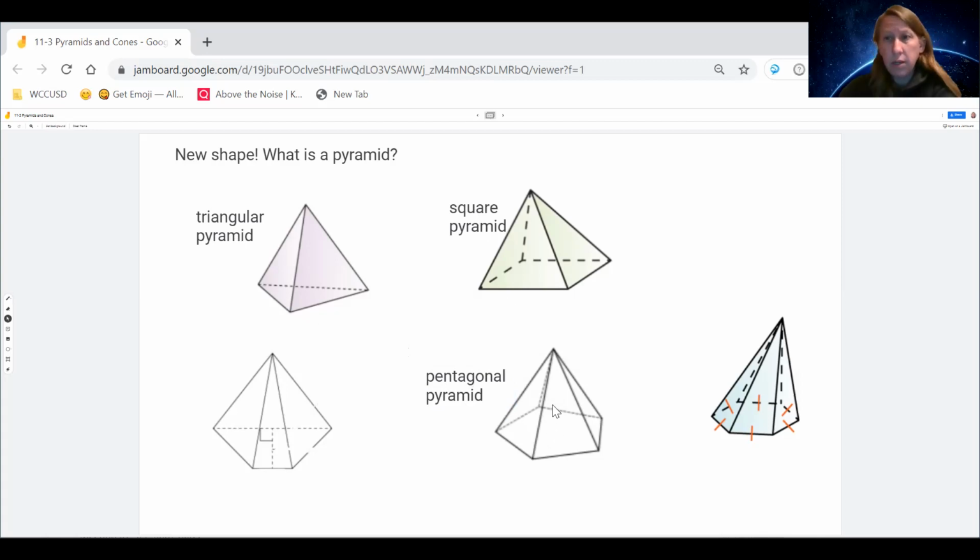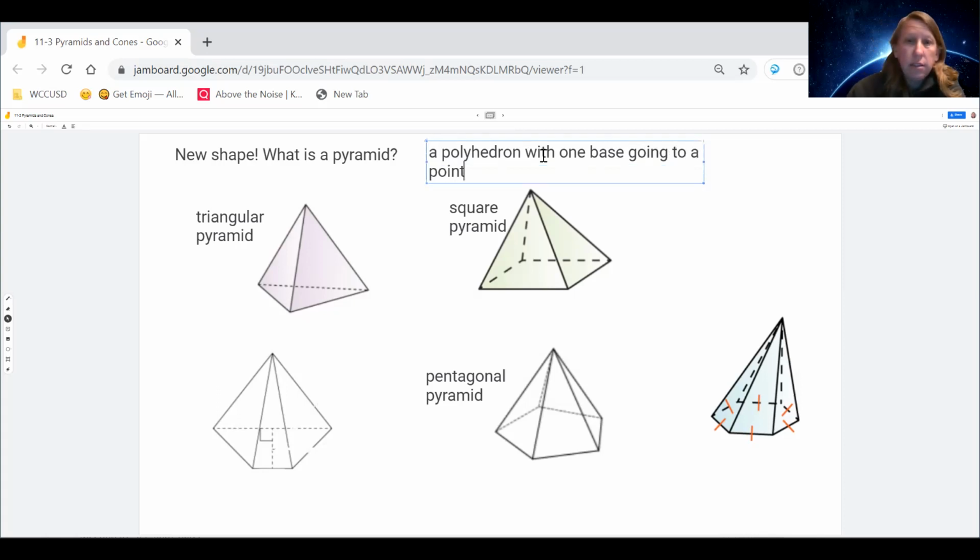What makes something a pyramid, and what are some vocabulary words that go with it? So a pyramid is a polyhedron. Basically, that means a three-dimensional shape made of polygons for the faces with one base going to a point. That's not the best definition. I'm sure we could find a better one in the book. The point is what makes something a pyramid. So the point is kind of what's interesting here.